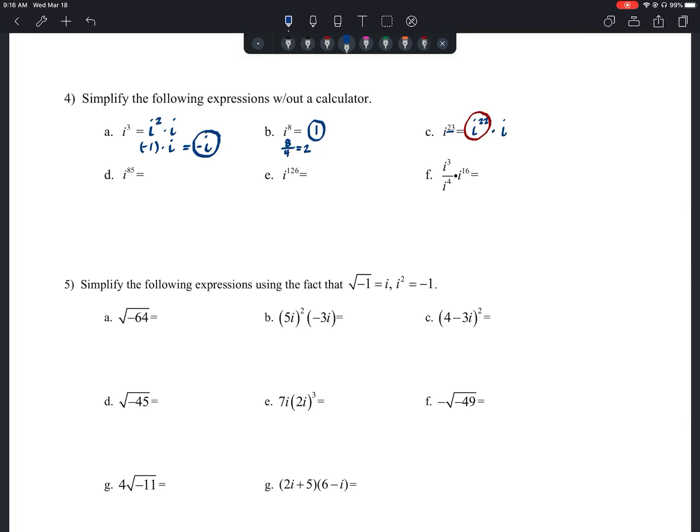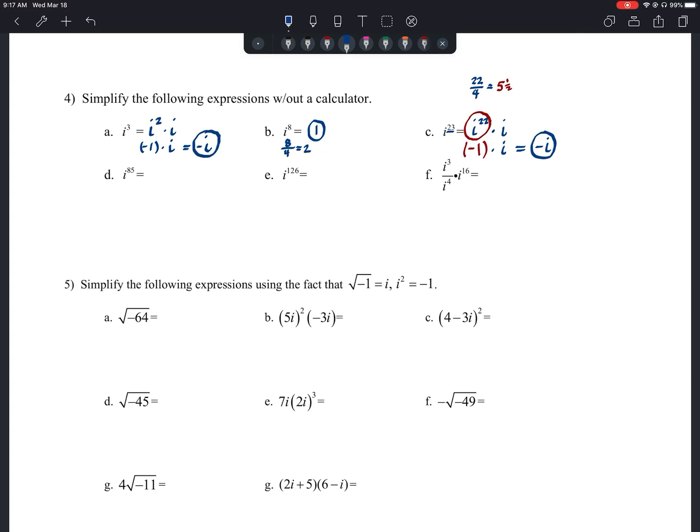Well, when we take 22 and we try to divide it by 4, it does not go in there a whole number of times. It goes in there like 5.5 times. So therefore, this is going to have to be a -1. And we're doing -1 times that i, which is going to give us a -i.